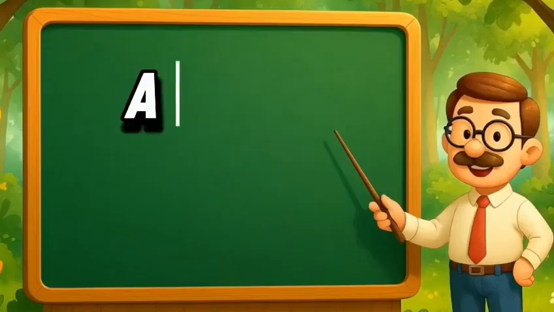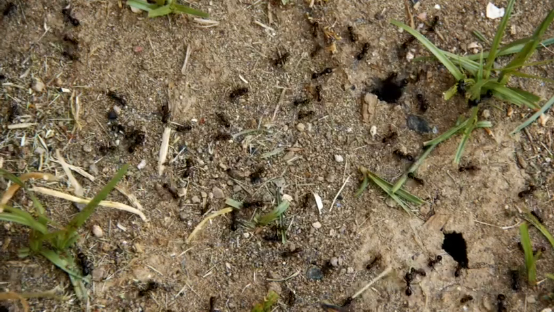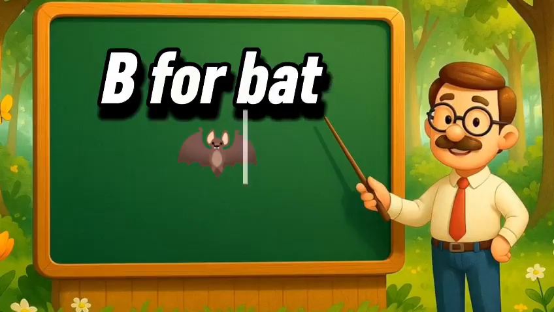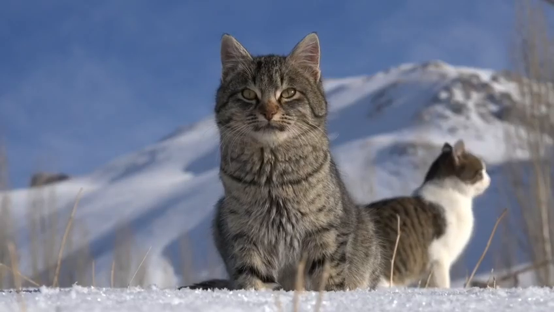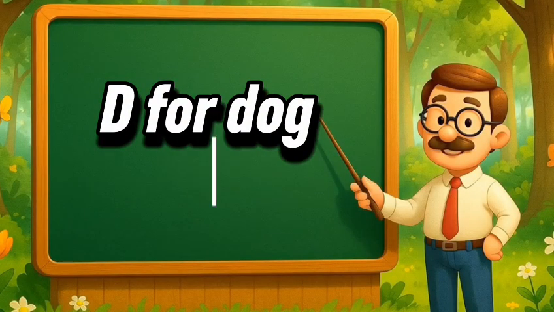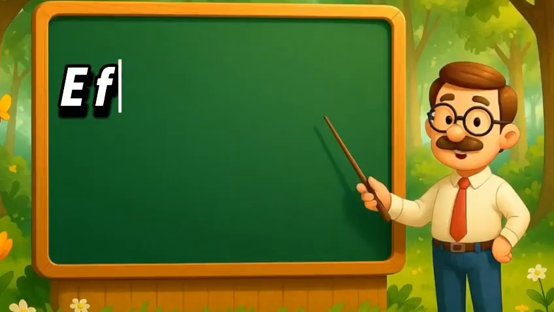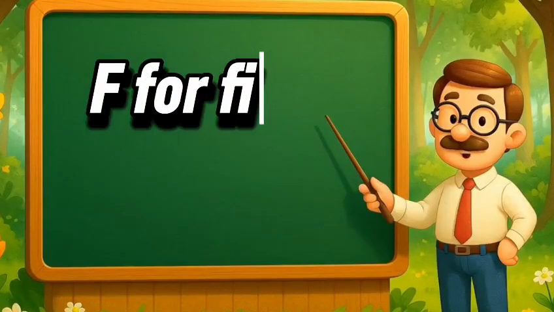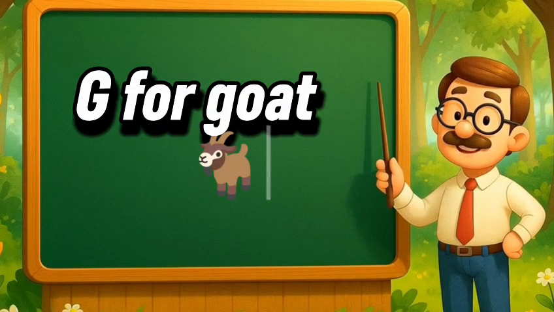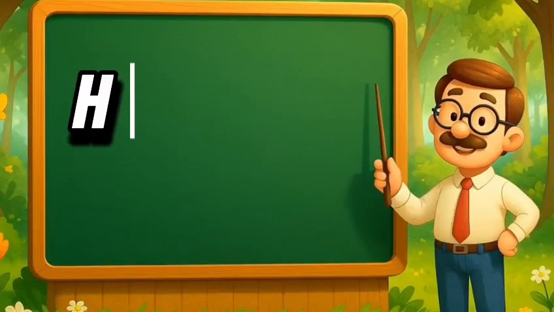Okay, sir. A for ant. And B for bat. And C for cat. And D for dog. And E for elephant. And F for fish. And G for goat. And H for hen.